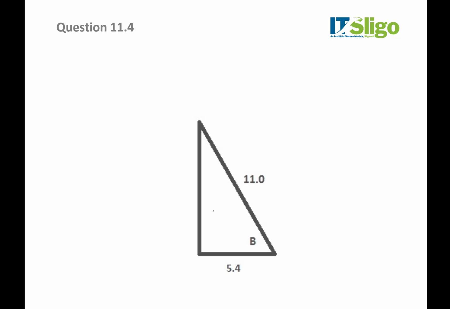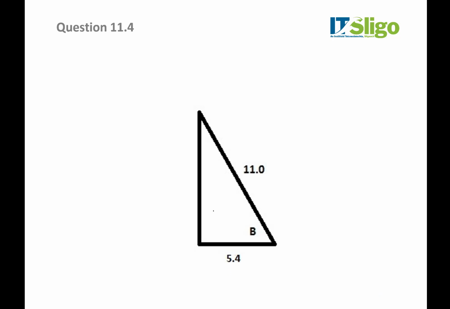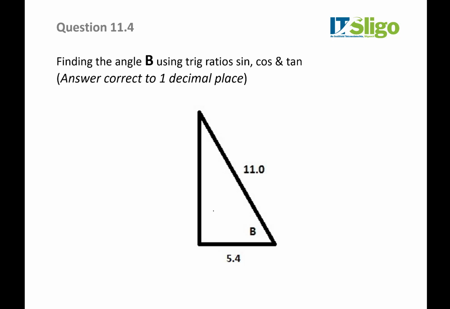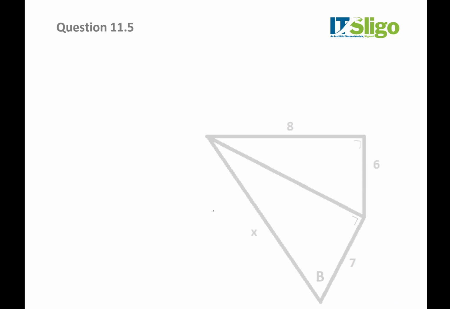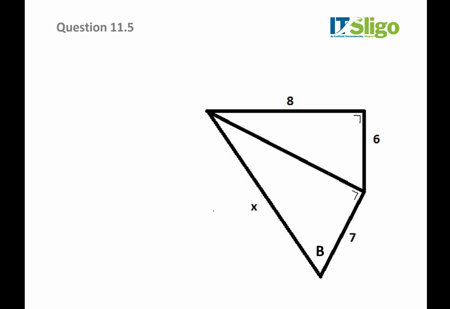Question 4. What's the angle B? And again, bring your answer correct to 1 decimal place. So now in the next slides, I have more questions for you to try, so you can have a go at these. These are a little bit trickier, but they involve the principles we were looking at with Pythagoras and then with sine, cos and tan.